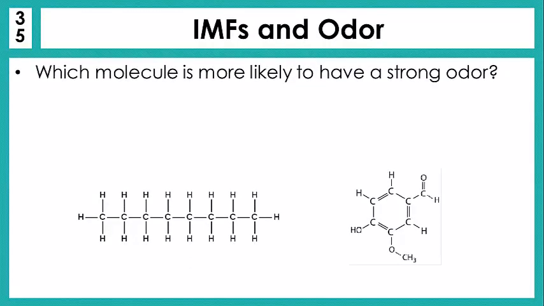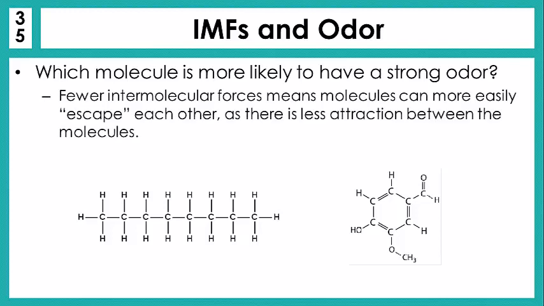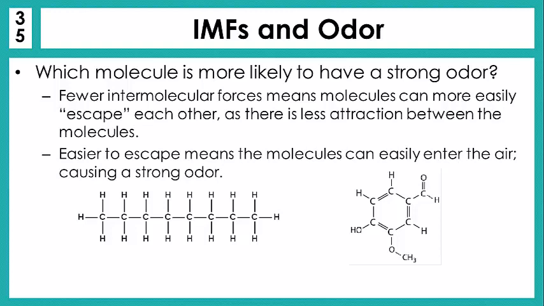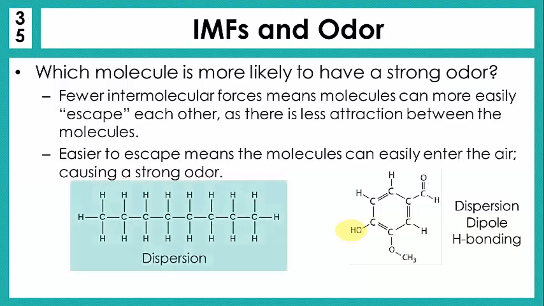Number 35, which molecule is more likely to have a strong odor? The fewer intermolecular forces there are, the weaker the attraction between the molecules is. If this attraction is very weak, the molecules can easily escape each other, meaning that it's very easy for them to enter the air, causing a strong odor. So the first molecule only has dispersion, while the second molecule has all three forces. We have hydrogen bonding because we have that one little hydroxide group there. So between these two, the first one is going to have a stronger odor.